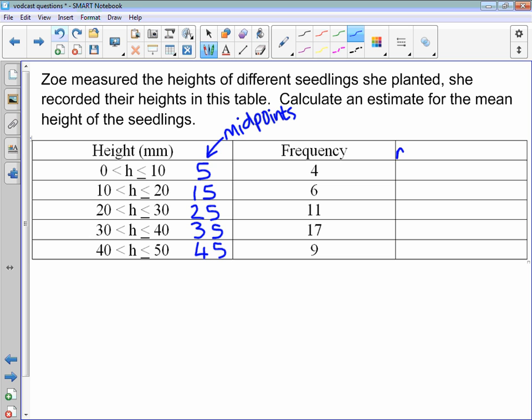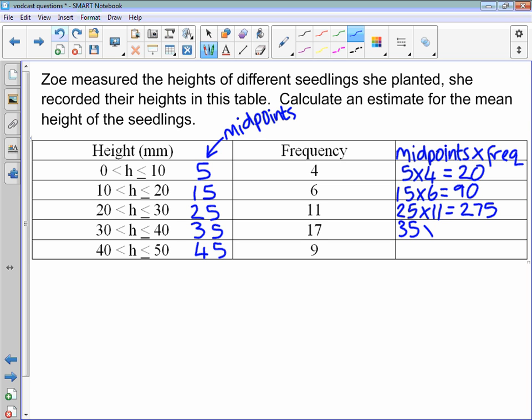I'm going to multiply for each row my midpoints by the frequencies. So the first row, I need 5 times 4, which is 20. The second row, 15 multiplied by 6, which is 90. Third row, 25 multiplied by 11, which is 275. The fourth row, I need 35 multiplied by 17, which is 595. And the fifth row, I need 45 multiplied by 9, which is 405.